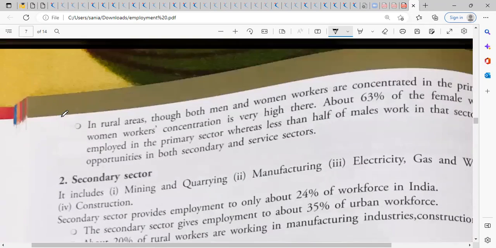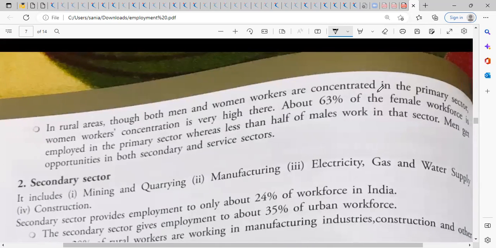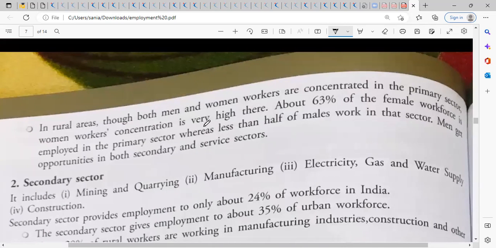Now in rural areas, both men and women workers are concentrated in the primary sector, right? About 63% of the female workforce is employed in the primary sector, whereas less than half of the male workers are in that sector. So basically in rural areas, most of the females are working in fields and everything, right?